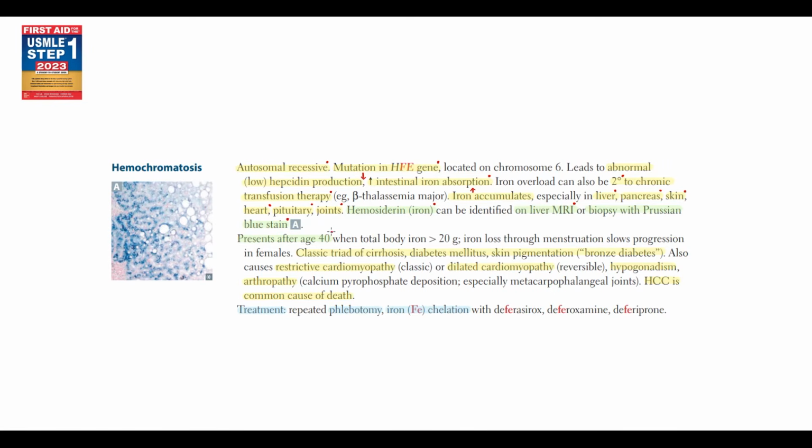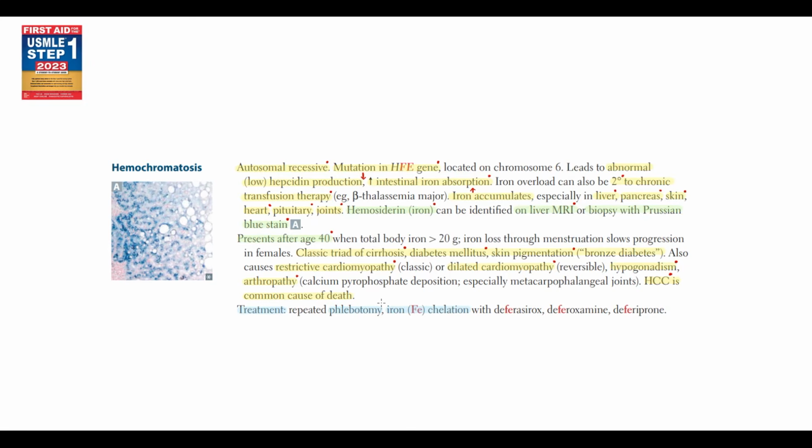Typically, hemochromatosis presents after the age of 40. The reason is that it takes time to accumulate such a significant amount of iron to cause serious clinical symptoms. Hemochromatosis manifests with the classic triad of cirrhosis, diabetes mellitus, and skin pigmentation. Together, diabetes with hyperpigmentation we call bronze diabetes. In addition to this, hemochromatosis causes restrictive or dilated cardiomyopathy, hypogonadism, arthropathy, and hepatocellular carcinoma, which is the most common cause of death in these patients.